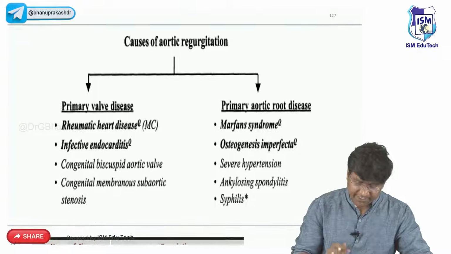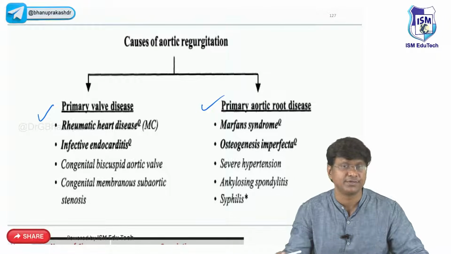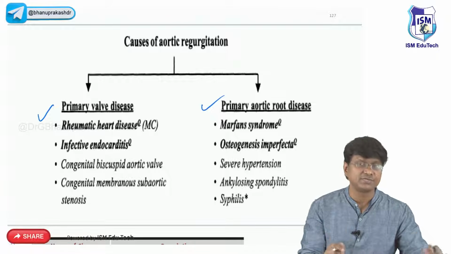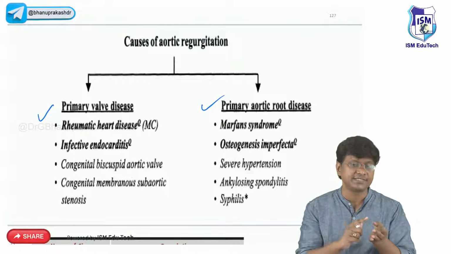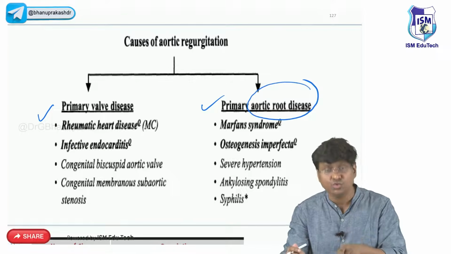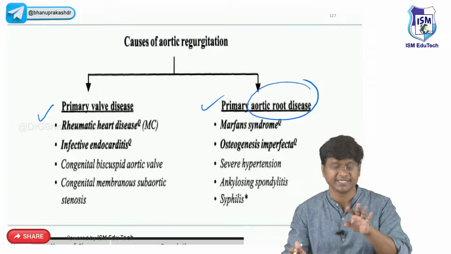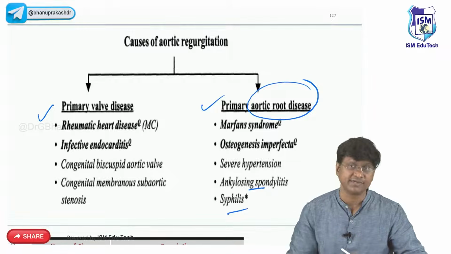Then if you take the causes of aortic regurgitation, you have primary valve diseases and primary aortic root diseases. Primary valve diseases will be rheumatic, infective endocarditis, and congenital bicuspid aortic valve. Then primary aortic root disease will be Marfan's, osteogenesis imperfecta, severe hypertension, ankylosing spondylitis, as well as syphilis.